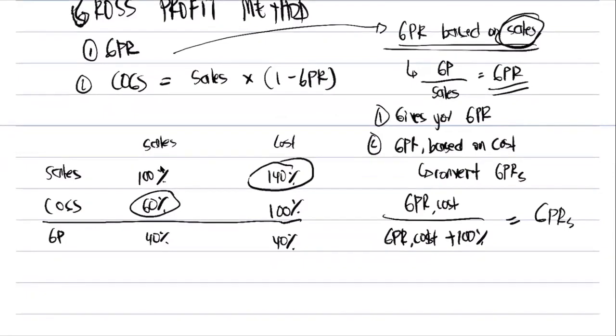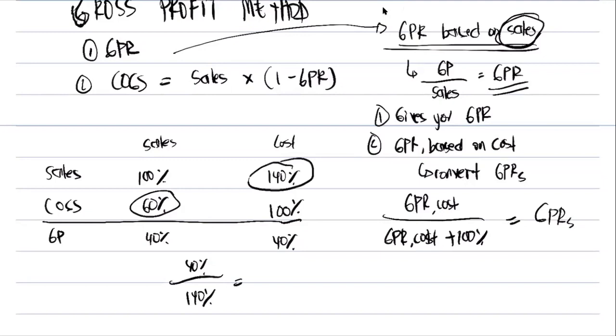So to convert this based on cost to gross profit based on sales, what we do is we get the gross profit rate based on cost. So 40% divided by 100 plus gross profit rate based on cost. Gross profit rate based on cost plus 100%, so 140%. So ayan siya, 40 over 140. We will get a value equal to, please compute guys, what is it? 40 over 140. I don't have my calculator with me. Wait.